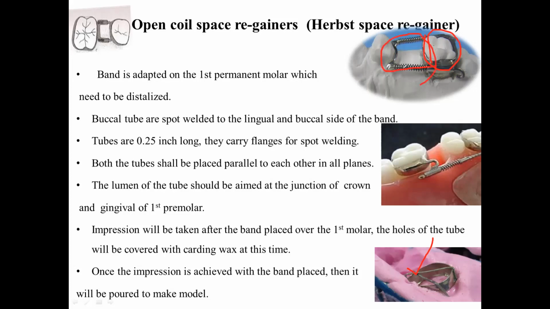I hope I'm clear, I'm once again repeating. First of all, you need to take an appropriate size of a band. That band you'll be applying into the oral cavity. After applying it in the patient's mouth, you take the impression. Then you pour the model. You will have a model with the band this way. We send this model to the laboratory, and the laboratory will make us this appliance that is called open coil space regainer.